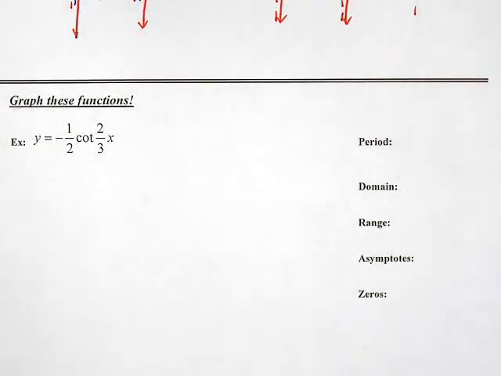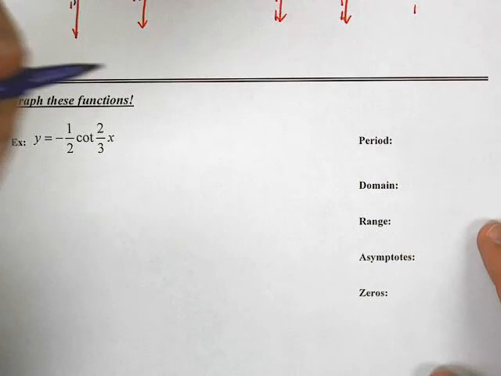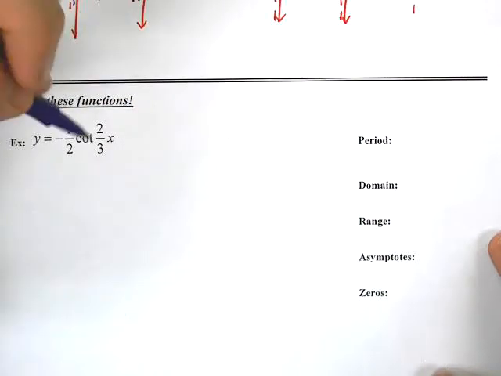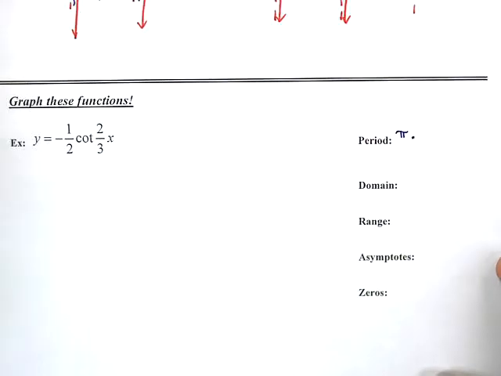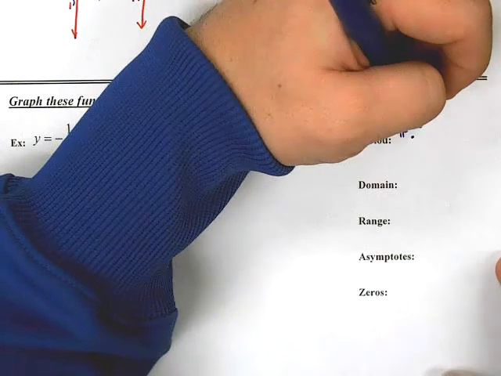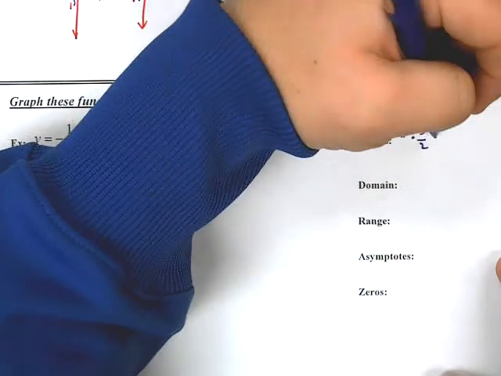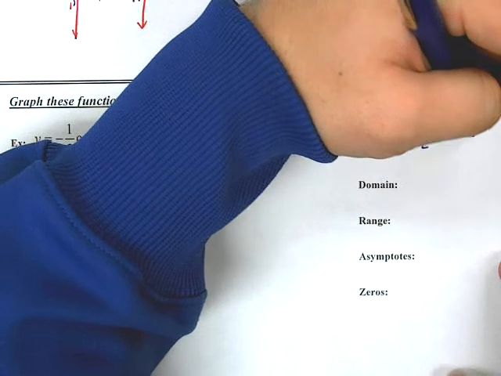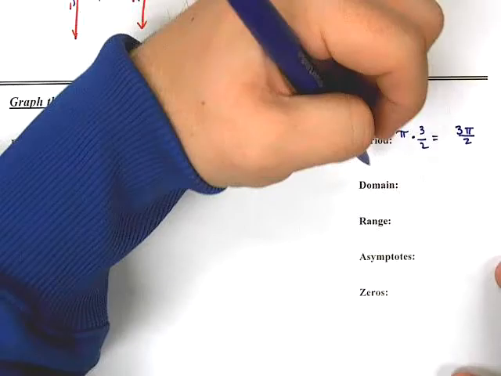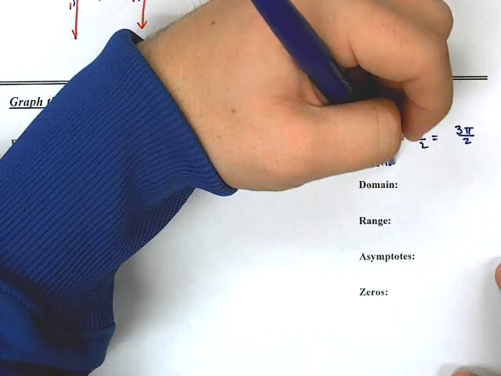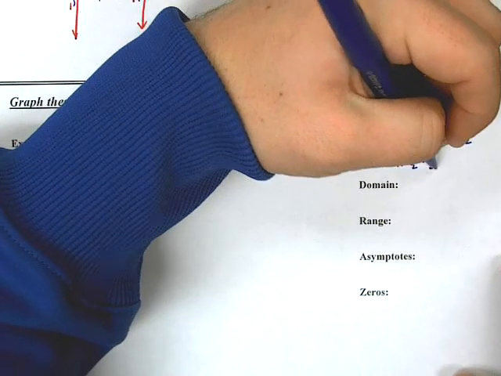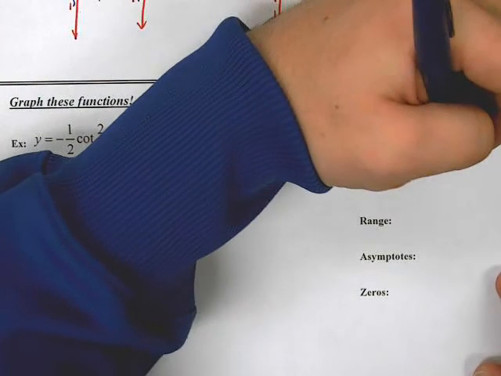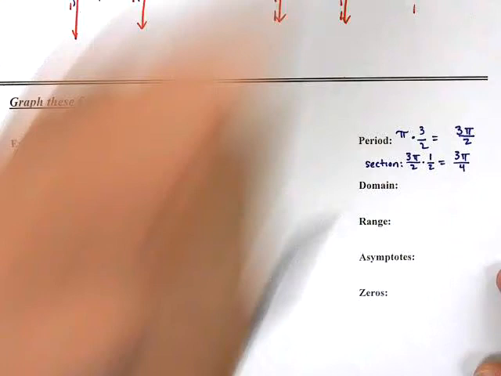So, period. We know we want to do pi over b. Okay? Now, instead of doing pi divided by a fraction, please remember you can always do pi times the reciprocal of b. So I'm going to multiply by 3/2, which means that my period is 3 pi over 2. Well, my section is the period either divided by 2 or multiplied by 1/2. So my section should be 3 pi over 4.